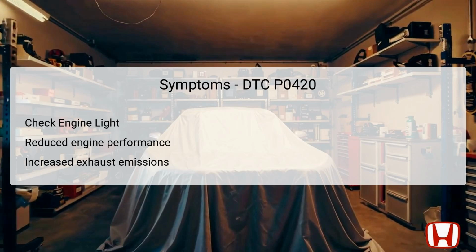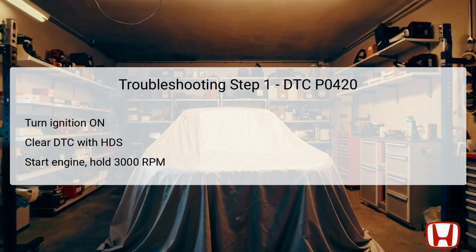Increased emissions may also occur, potentially leading to failed emissions tests and contributing to environmental pollution. Understanding these symptoms can help in the early identification of issues, allowing for timely intervention before more serious damage occurs. The first troubleshooting step for addressing the P0420 code involves turning the ignition switch to the on position, or pressing the engine start-stop button to select the on mode.